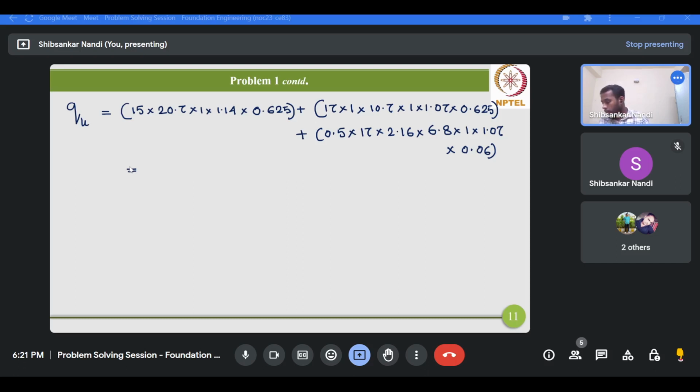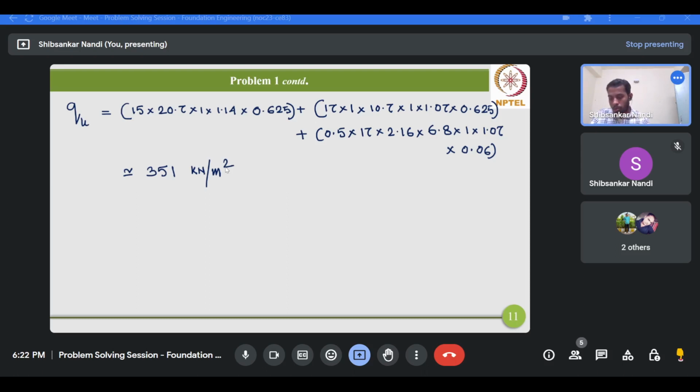So I am getting something 350.89 or 351 kilonewton per meter square. Okay, so I don't know whether I am getting the correct value or not, because just let me check it once.